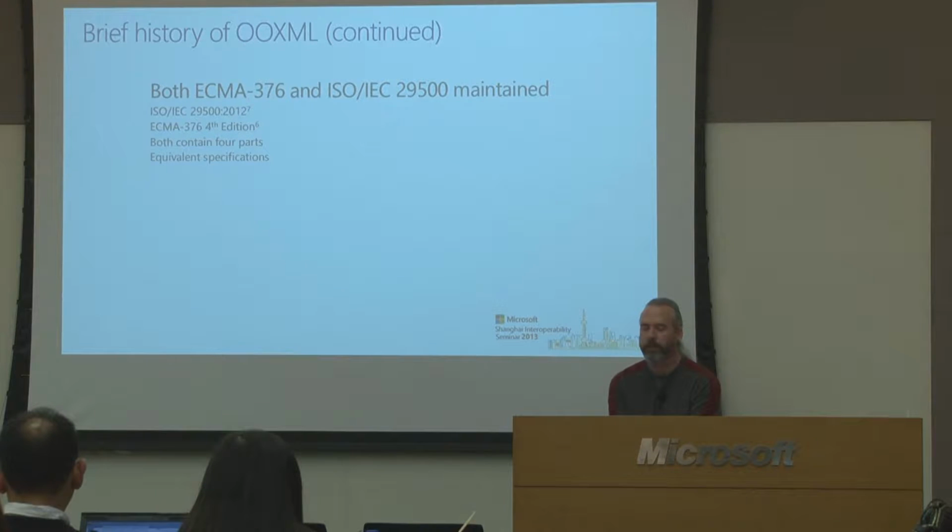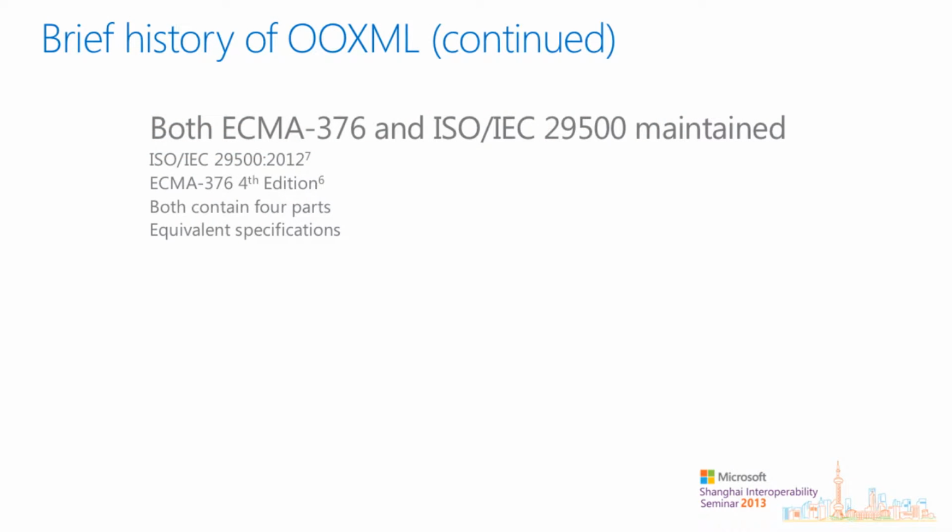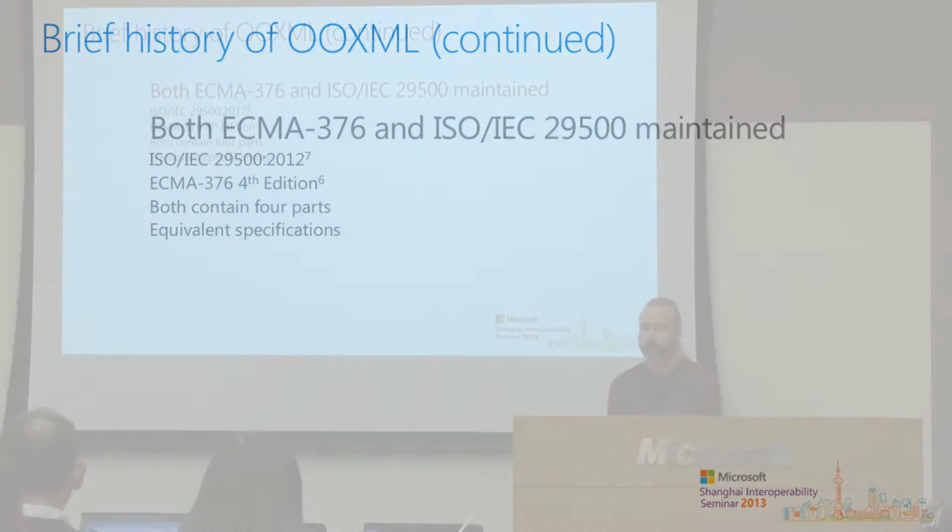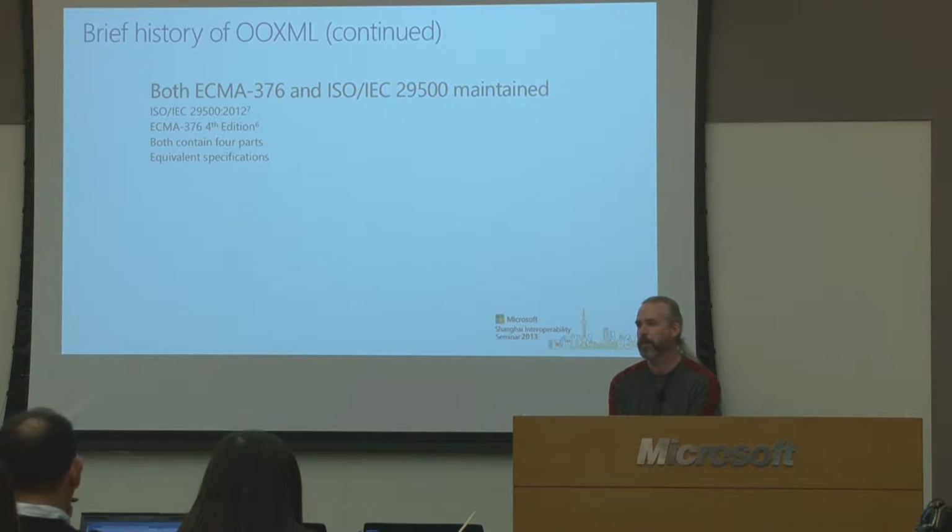Both the ECMA 376 and ISO-IEC 29500 are maintained. Here you see the 2 current versions or editions, the 4th edition of the ECMA 376 and the 2012 edition of the 29500 standard. Both contain 4 parts and they are equivalent specifications. And these can be downloaded electronically for free if you go to the ISO website.